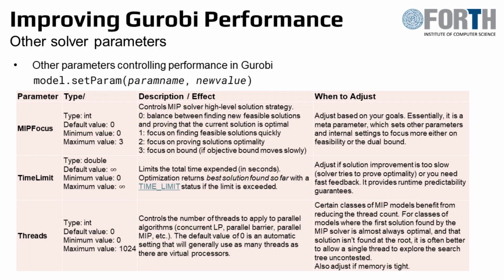Now consider TimeLimit. TimeLimit sets an upper bound in seconds on how long the solver is allowed to run. If the limit is reached before optimality is proven, the solver returns the best solution found so far.